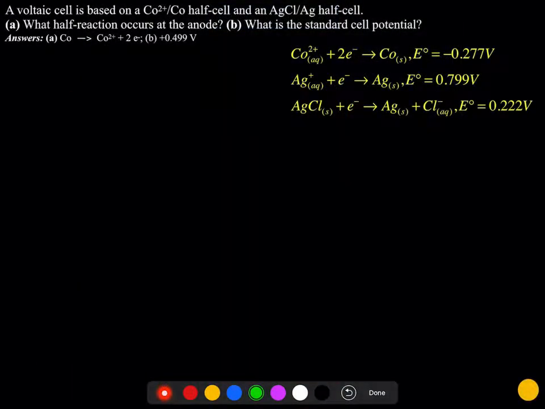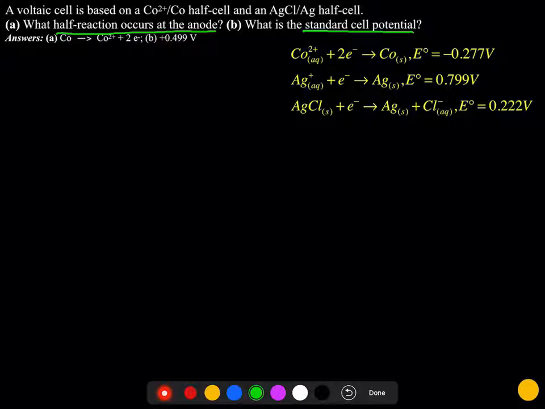So here's a practice problem where we are going to figure out what's happening in a galvanic cell and answer two specific questions. What half reaction occurs at the anode? Which means we need to figure out what the reduction reaction is and what the oxidation reaction is, so we can put the whole thing together, because we're also going to answer what is the standard cell potential.